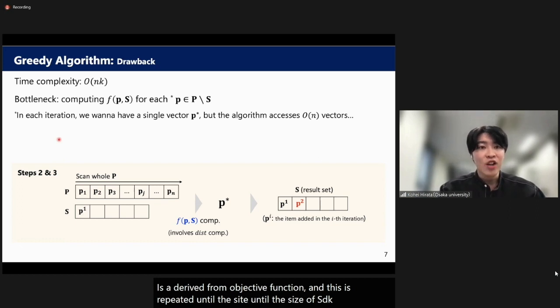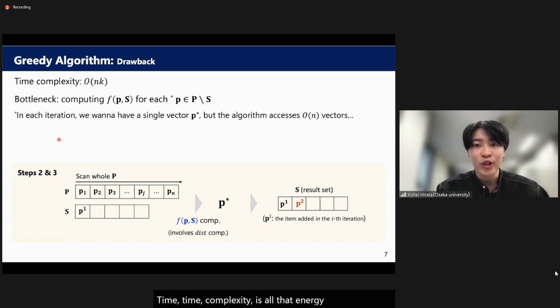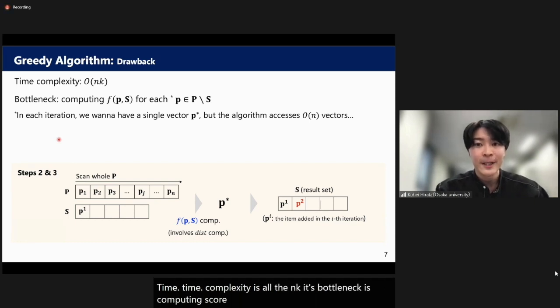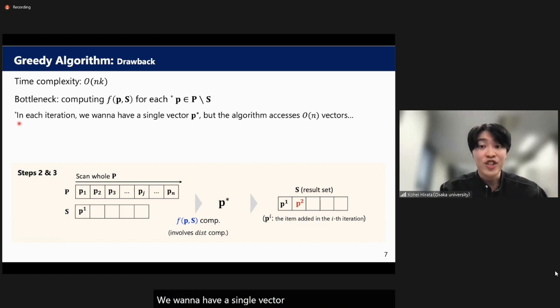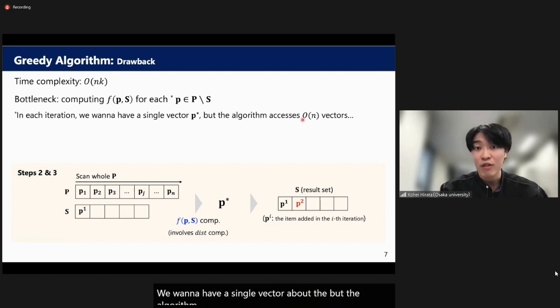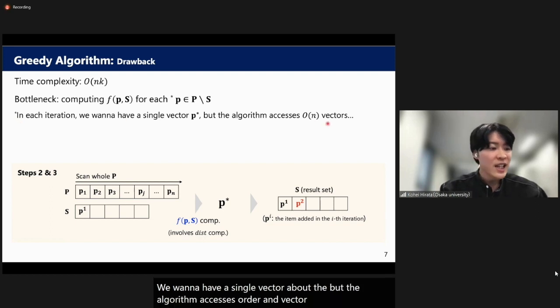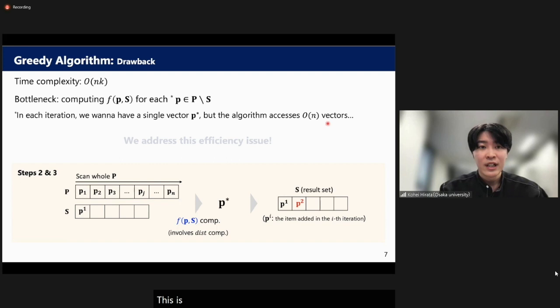Time complexity is order nK. Its bottleneck is computing the score for each item vector. In each iteration, we want to find a single vector, but the algorithm accesses order n vectors. This is redundant. So we address this efficiency issue.